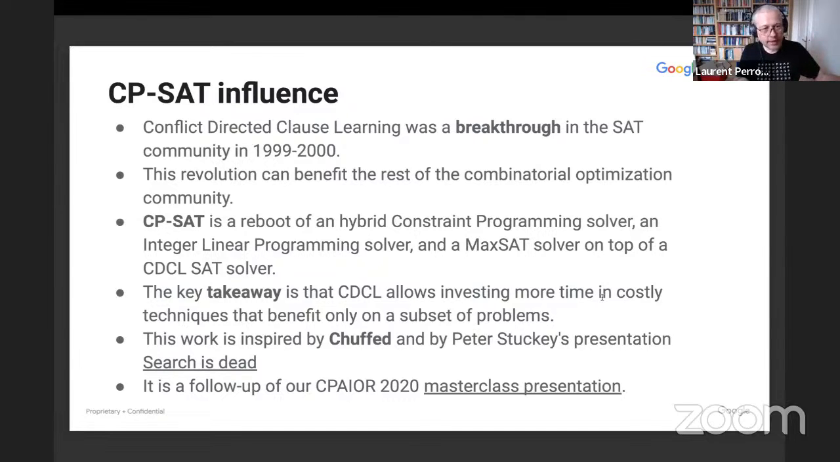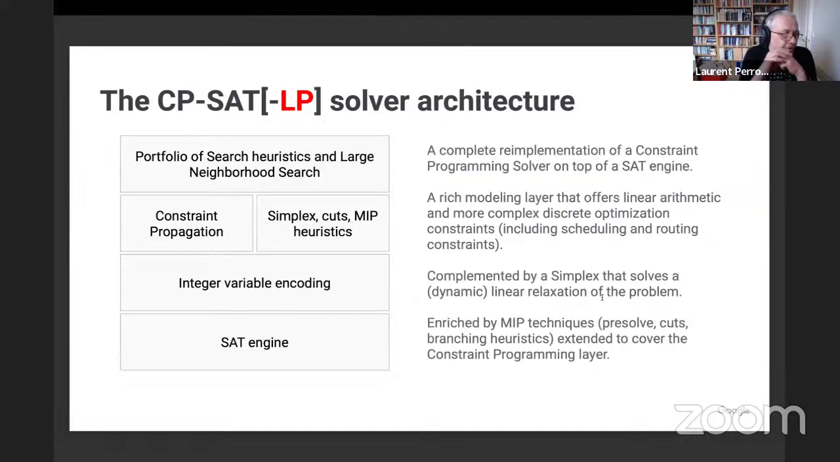And everything I talk about, except for the simplex part, has been inspired by Chuffed. And there's a very good CP 2013 presentation by Peter Stuckey that explained the genesis of all this project. And we did a masterclass in 2020 at CPAIOR. It's on YouTube, and you can see the origin of that.